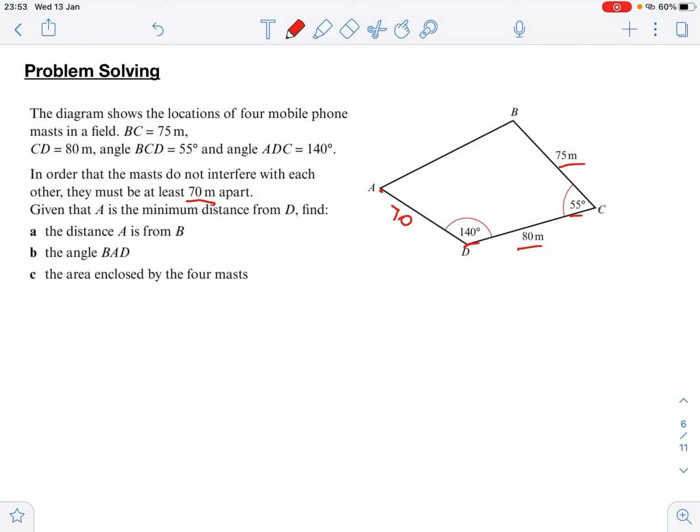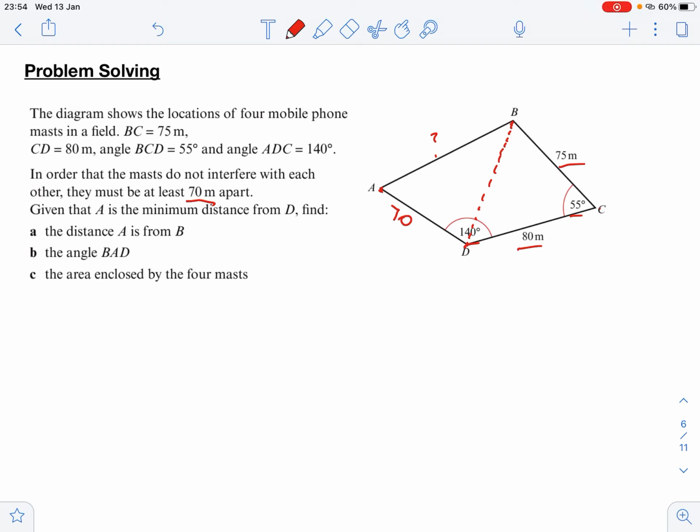Then the question wants us to find part A: find the distance A is from B. So we want to find out the distance from A to B. The key is that sine rule and cosine rule are all about using triangles. So I'm going to split the diagram into 2 triangles to help us work it out.